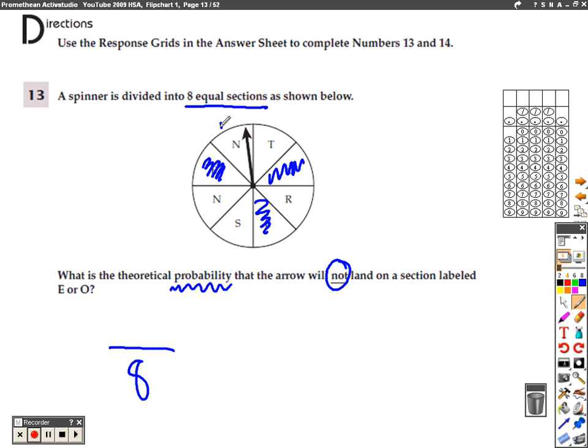You can see that we have 1, 2, 3, 4, 5 sections remaining. So the probability that we will not land on a section labeled E or O is 5 out of 8. Now this is a grid-in problem, and there are 2 ways to grid this in.